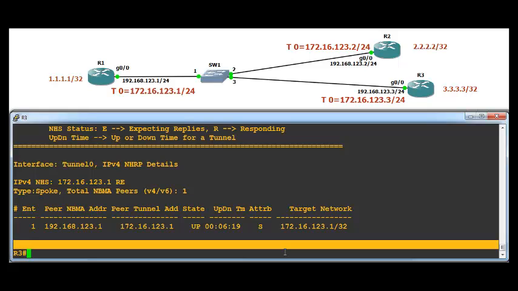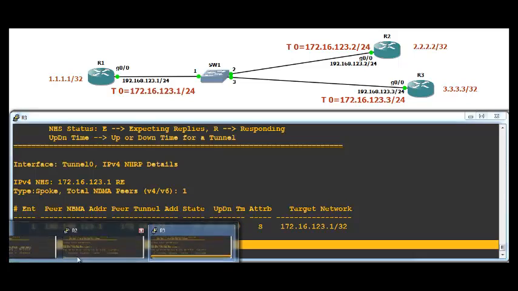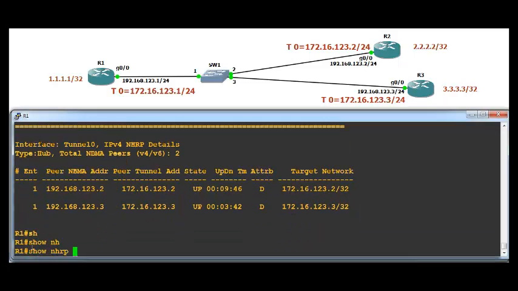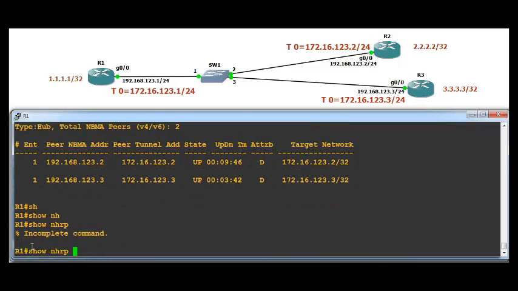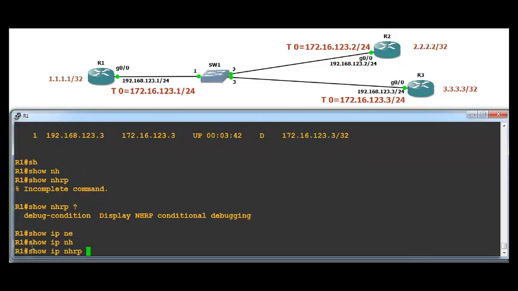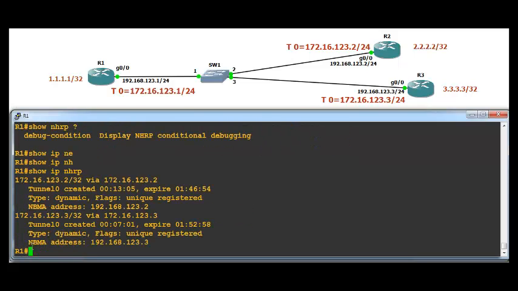Okay, before I go to those types of verification, I would like to show you one more nice command. That is, on R1, show IP NHRP. See, it shows a table. This is a very nice table. This one I showed in my previous video also.